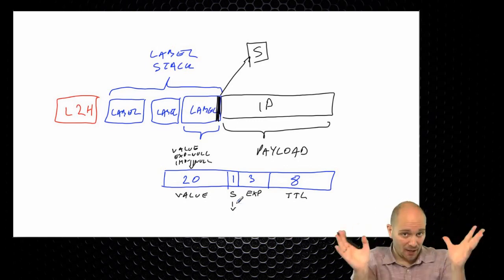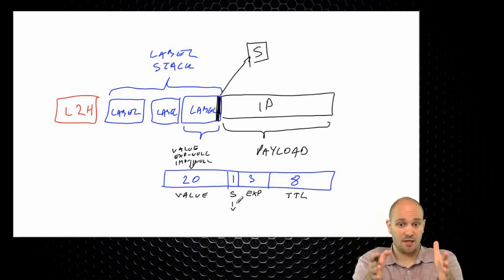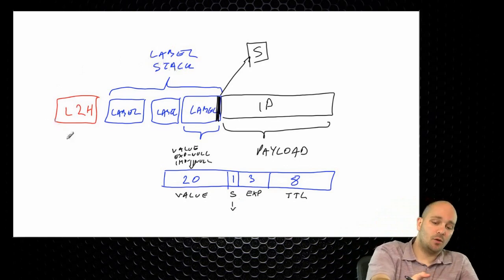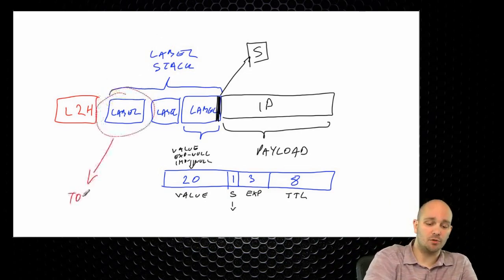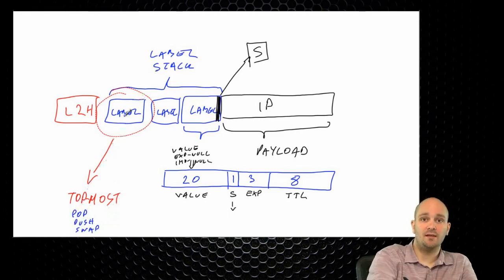And now, while I'm on the subject of looking at the actual packet here, when we have a label stack like this, this label here is the label that we call the topmost label. So all the pop, push, and swap operations deal with only this label.